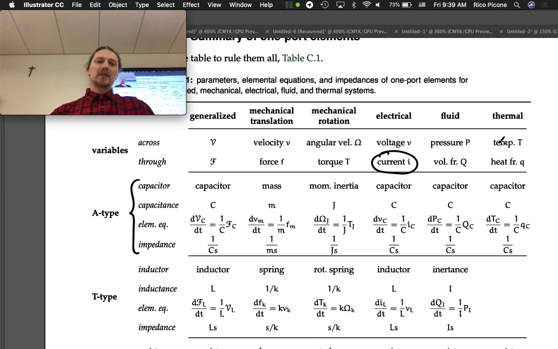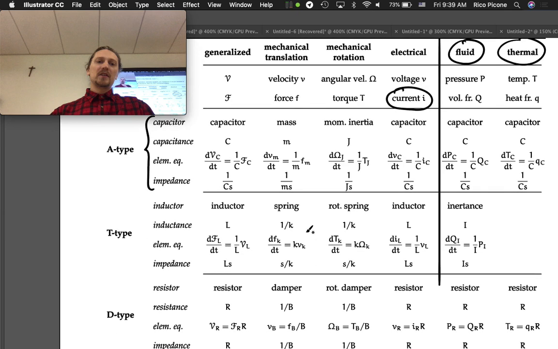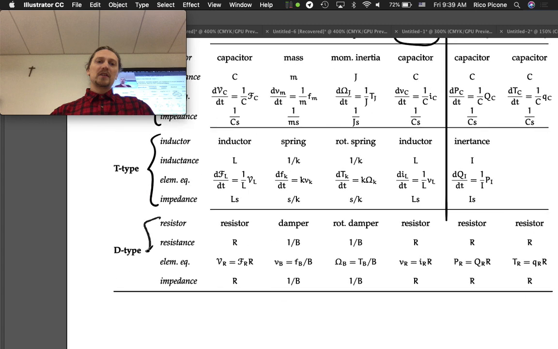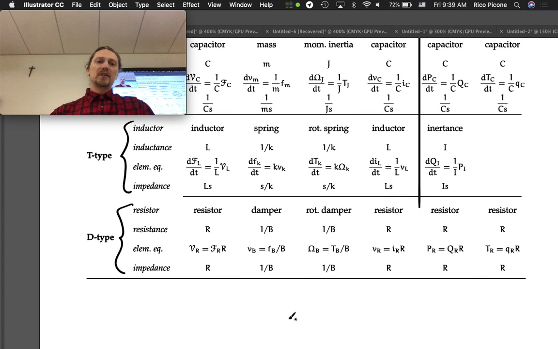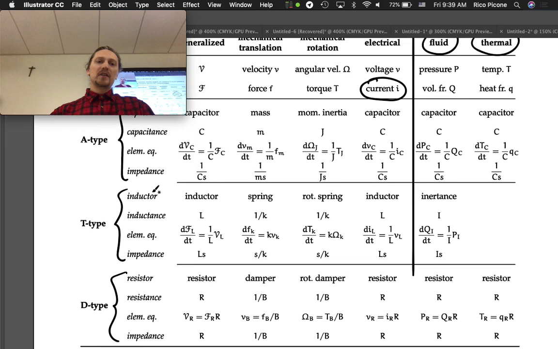I included in here fluid and thermal elements, which we won't talk about until next semester. But for now, we just need these ones over here. And T-type energy storage elements and what their elemental equations are, and then D-type as well. And then this last row, impedance, we're not talking about that in this portion of the course, but we'll get to that later. So this is sort of like the one table to rule them all, I call it. This is a good reference. I would bring this to the test, for instance.